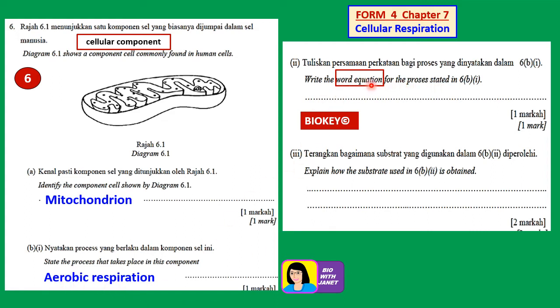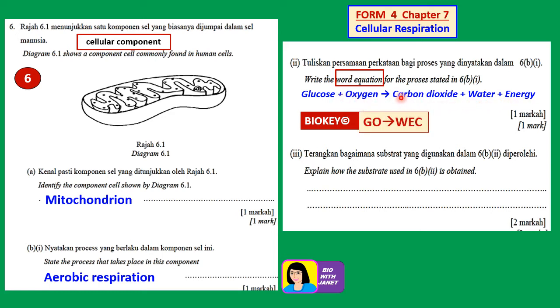Now word equation. Think of the BIOLOGY acronym called what? GOWAC, right? GOWAC for aerobic respiration. So let's write down glucose plus oxygen produces carbon dioxide, water, and energy. G for glucose, O for oxygen, W for water, E for energy, and C for carbon dioxide. Simple, right? So use this to remember the word equation for aerobic respiration. Take note, it's a word equation. That means all the words only. Don't use the chemical formulas for glucose, oxygen in any part of this word equation. It must be in words.